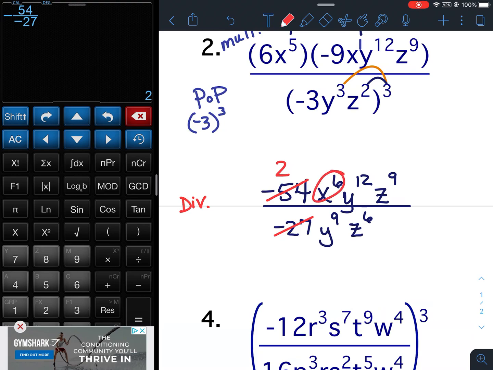X to the 6th is by itself, so I don't mess with it. It stays x to the 6th. Y to the 9th has the smaller exponent. It gets completely crossed out. And the 12 will become a 3. Because 12 minus 9 is 3. Z to the 6th has the smaller exponent. It gets completely crossed out. 9 minus 6 is 3.